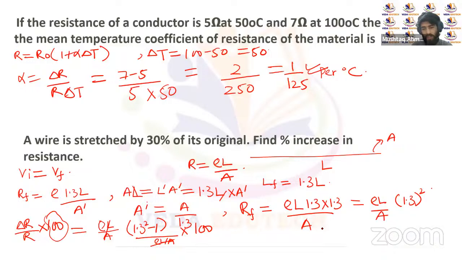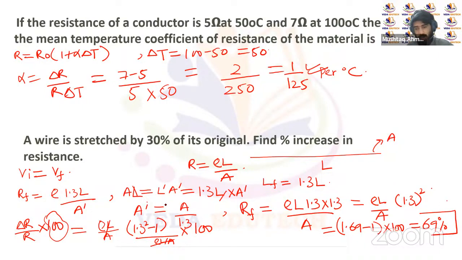So 1.3 square is 1.69. So 1.69 minus 1, multiplied by 100, so it will be 0.69 multiplied by 100, which is equal to 69%. It means that the percentage increase in the resistance for this wire will be 69%. So the resistance of this wire will increase by 69%, and 69% is the correct answer for this question.